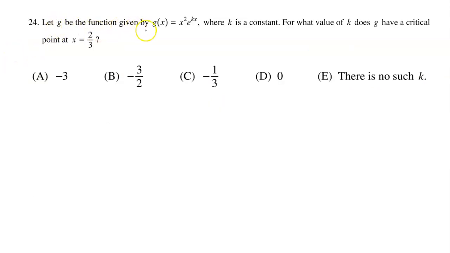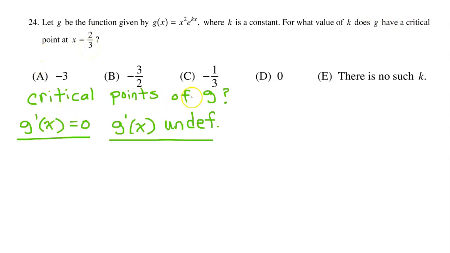Let g be the function given by g of x equals x squared times e to the kx, where k is a constant. For what value of k does g have a critical point at x equals 2/3? Critical points of g are where g prime equals 0 or where g prime is undefined. So it sounds like we need to find an expression for g prime.